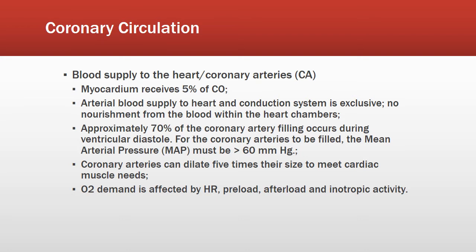In order to fill the coronary arteries, the mean arterial pressure, or the MAP, must be greater than 60 millimeters of mercury. That's why ICU patients will primarily be monitored more for their MAP than they will be for their blood pressures because of the drugs that they are on to control their afterload and preload. The coronary arteries can dilate 5 times their size to accommodate the needs of the cardiac tissue. This action is caused by the release of nitric oxide, which causes vasodilation and is also called autoregulation.